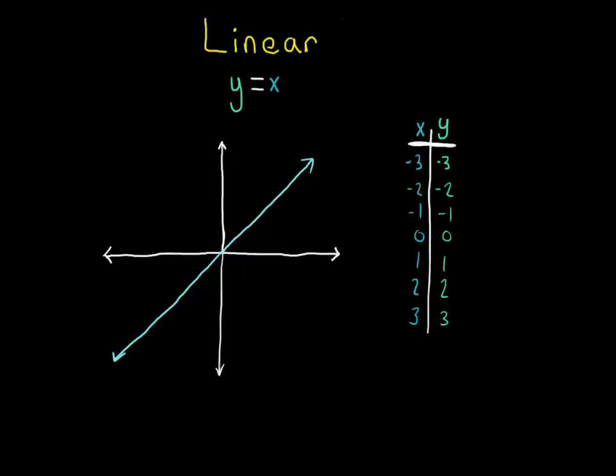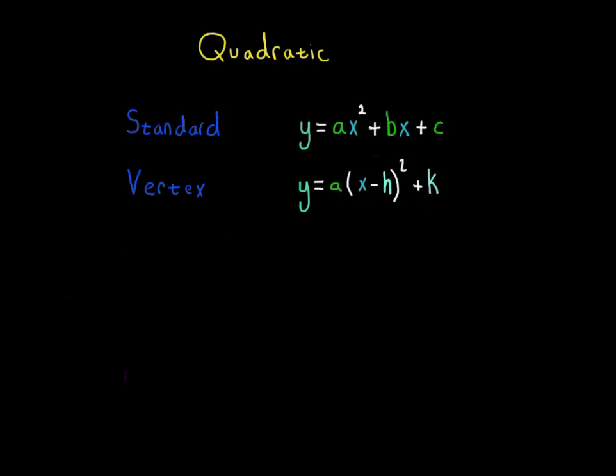The linear parent function is so simple students tend to forget about it completely. Every value of y is the same as every value of x, which makes a diagonal line that cuts straight through the coordinate plane. The quadratic function is usually represented with one of these two equations: standard form or vertex form. We won't really study this in any detail until the second semester, but you do need to know the basics.